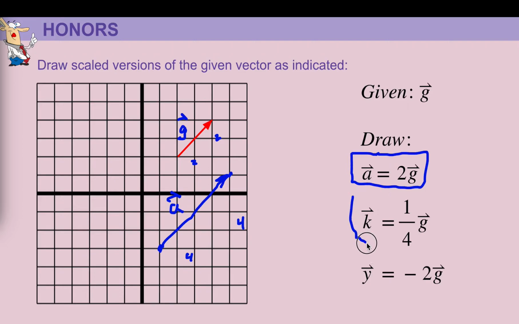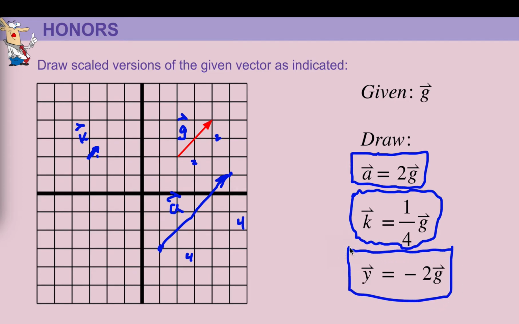Okay, the next example is vector K. Vector K is 1/4 that of G. And so if we take 1/4 of 2, that's a half. So I'm going to start here and just go over half. And then it is also half going up, so it's about here. And so I'm going to draw my vector. It's about like that. There's my vector. This is vector K. And then finally, we're going to go ahead and do a vector.